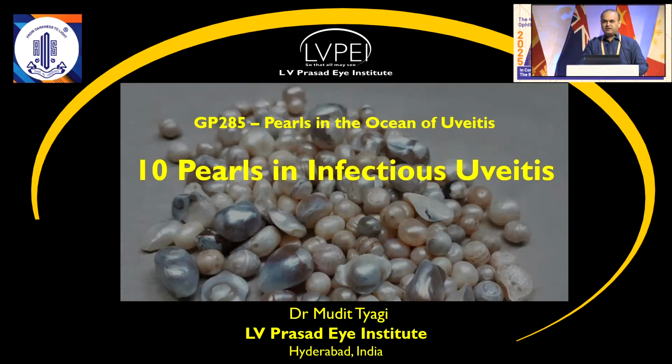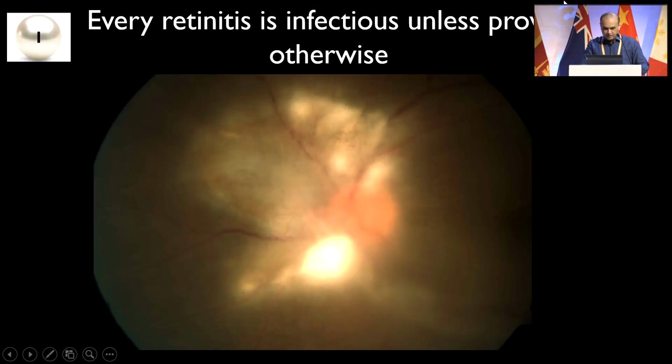So I'll be speaking in a nutshell about 10 clinical pearls in infectious uveitis. Now the first pearl that we have to remember, and the first rule of infectious retinitis, is that every retinitis is infectious unless proven otherwise. Whenever you see a retinitis, the first thing you have to think of is that you are dealing with some infection. Whatever the underlying etiology might be is a different issue altogether. But the rule is that it is infectious until you are able to rule it out.